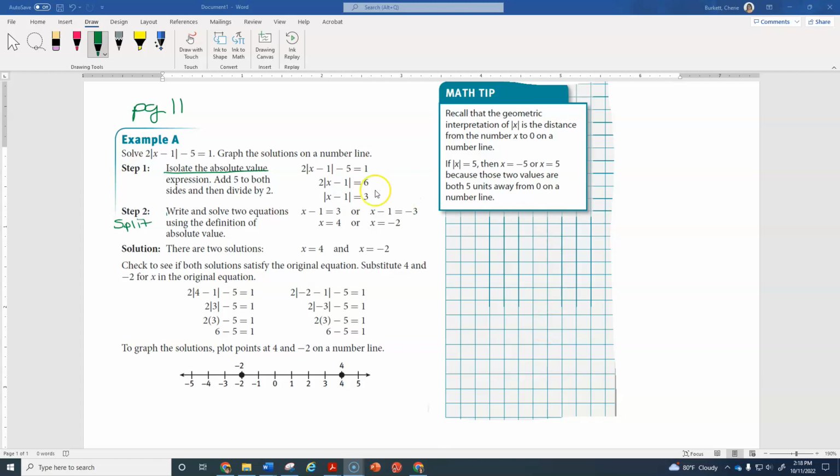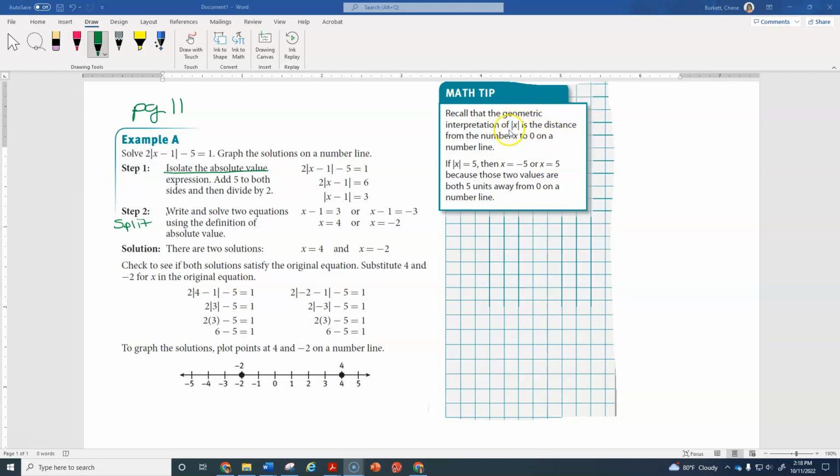Solving absolute value equations when we're only on a number line. We're on page 11 in your Springboard book, so you can be taking notes in your Springboard book or in your journal. This math tip is very important because it explains this step number 2 right here. It says by the geometric interpretation of the absolute value, that is a distance.